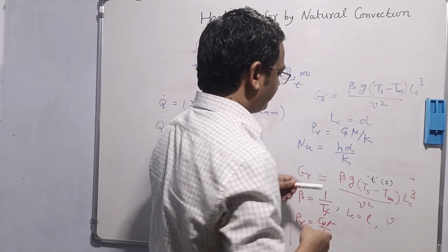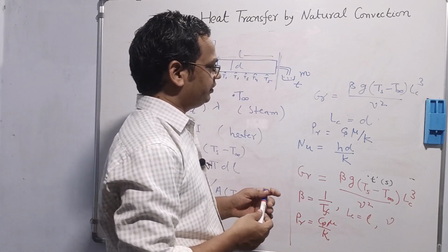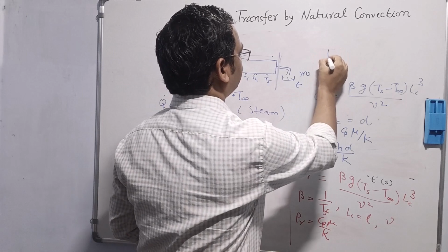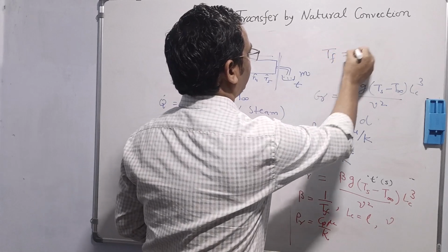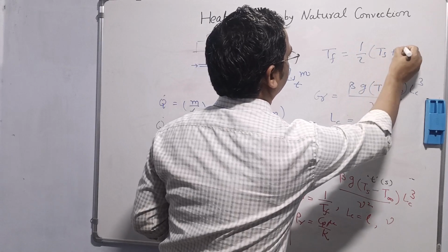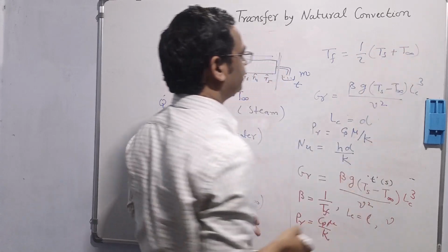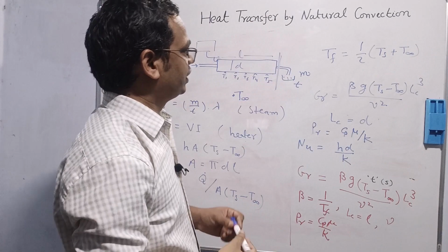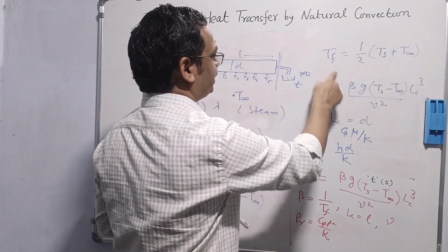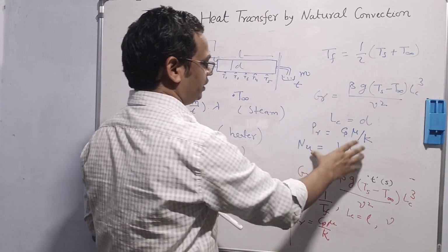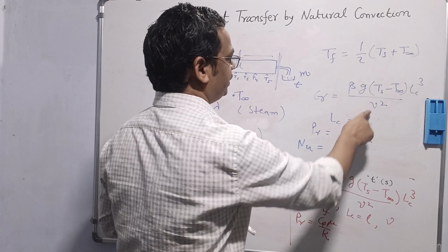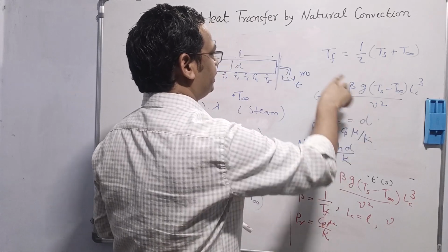This one we will have to take. And all the fluid properties should be considered at the film temperature. And film temperature is nothing but Tf, which is the average of surface temperature and surrounding temperature. And beta is nothing but 1 by Tf. All the fluid properties such as k, Cp, mu, nu, beta should be considered at this temperature.